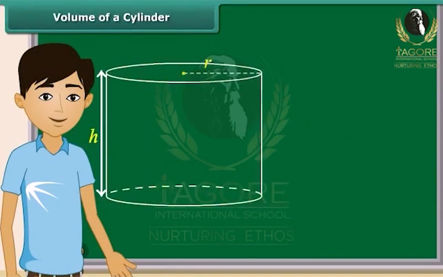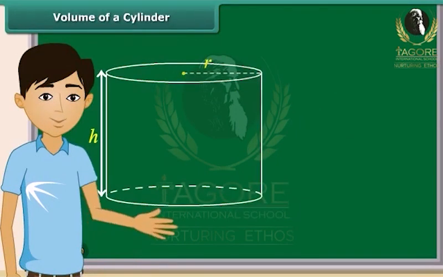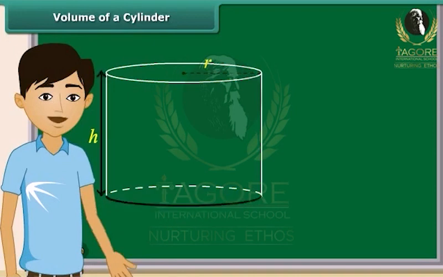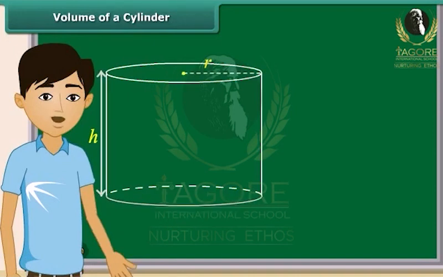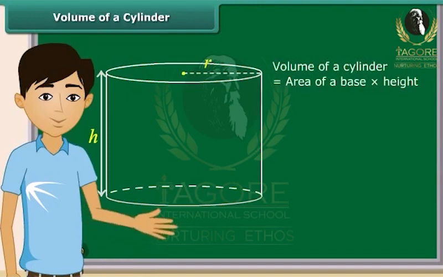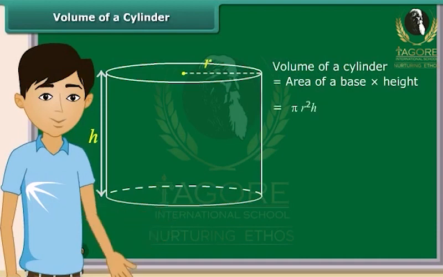Now students, we will calculate the volume of this cylinder, which is very easy to calculate. This cylinder has radius r and height h. Well, for calculating volume, we will multiply area of a base with the height. So, volume of a cylinder is equal to πr²h.